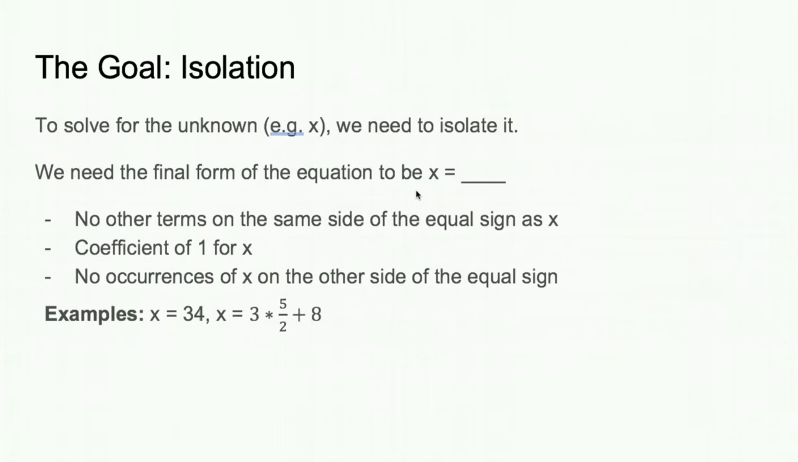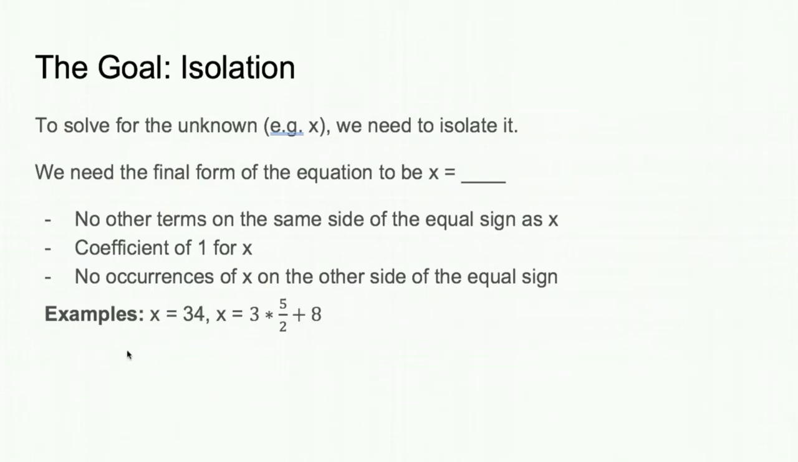To put it into precise terms, we need 3 conditions to be true. First is that there are no other terms on the same side of the equal sign as x. So we see here x is by itself, the single term on the left-hand side of the equal sign. Second is the coefficient of 1 for x, meaning that x can only have a coefficient of 1, which it does in this case. And third condition is that there are no occurrences of x on the other side of the equal sign. And now this is important. This tells us that whatever expression we have on the right-hand side, to consider this equation solved, that right-hand side can't have occurrences of x in it.